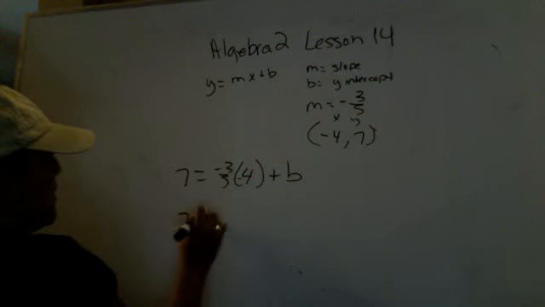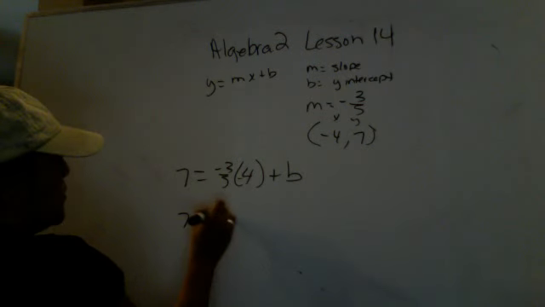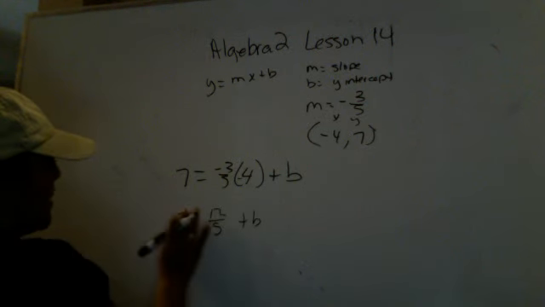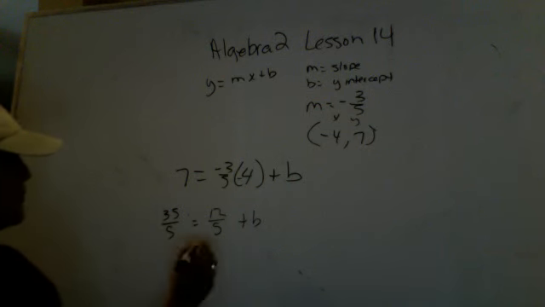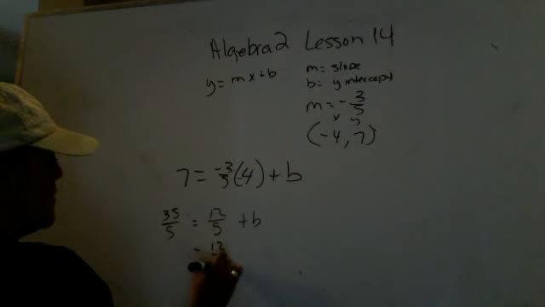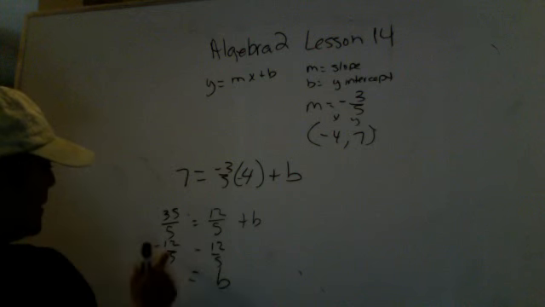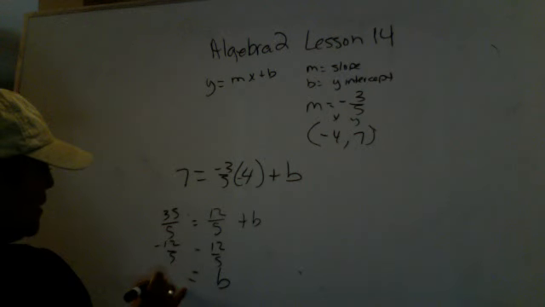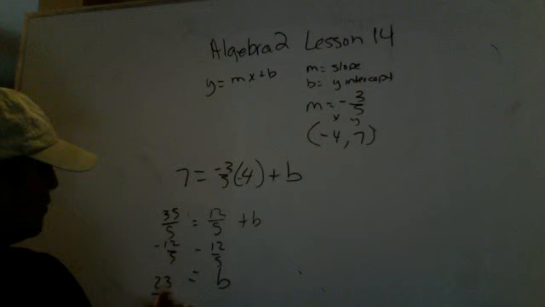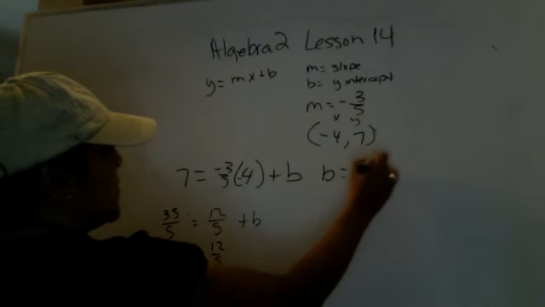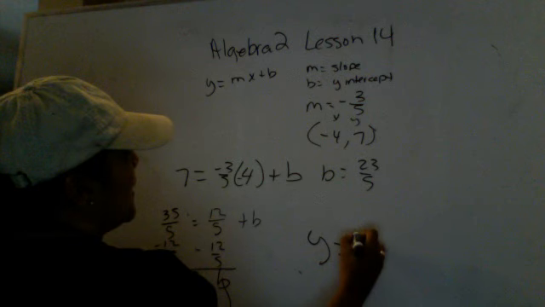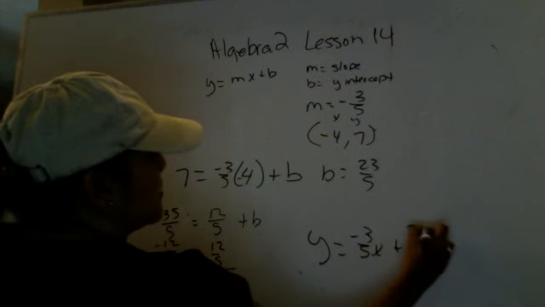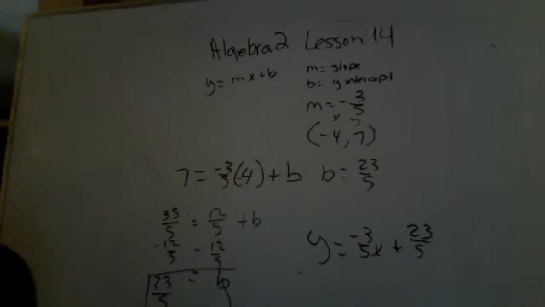So I get 7 equals 12 over 5 plus b. This simply becomes 35 over 5. Yes? 35 divided by 5 is 7. So I'm going to subtract 12/5 from both sides. B is going to give me 23 over 5. So my b is 23 over 5. So my equation is y equals negative 3/5 x plus 23 over 5. And that's your equation. Simple as that.